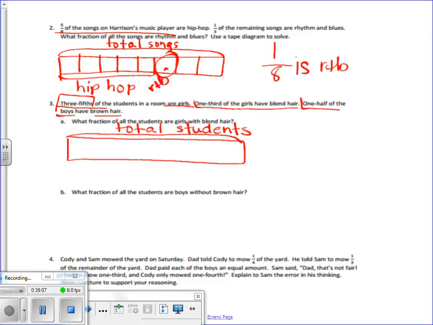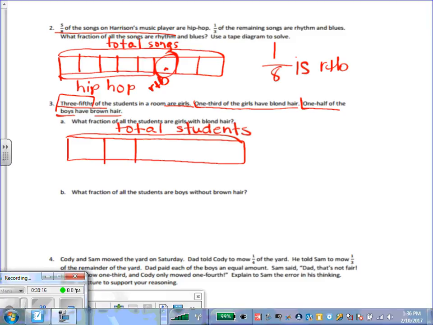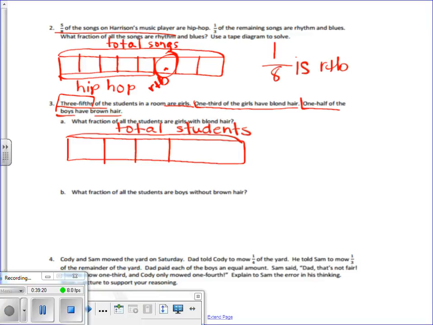3/5 of the students in the room are girls. So we've got 1, 2, 3, 4, 5. So we know that here are girls. So this over here is going to be what leaves over here? 3/5 are girls. So what is this? Boys.